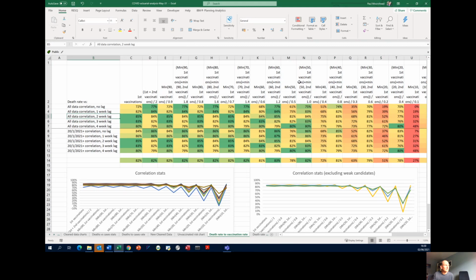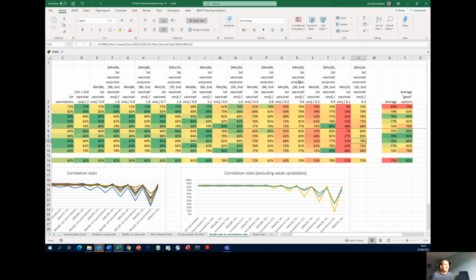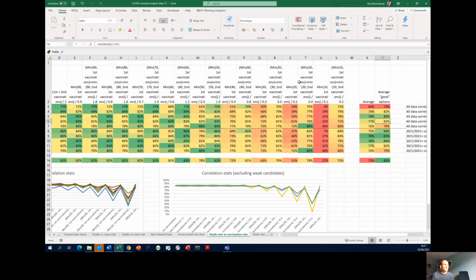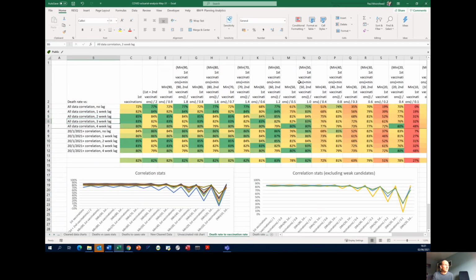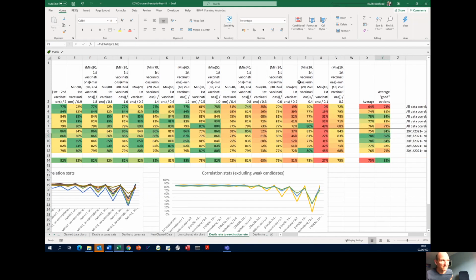And I've looked at it on all data, and I've looked at the data just post the 20th January. Again, because I think that's probably where we got lots of data and it's more reliable. So if I just look at averages, you can see that in all data, it's suggesting 84% correlation or 78% correlation for the 2-week lag. If I look at just the more recent data, maybe a tiny bit of evidence that the 1-week lag is better, but it's pretty close.